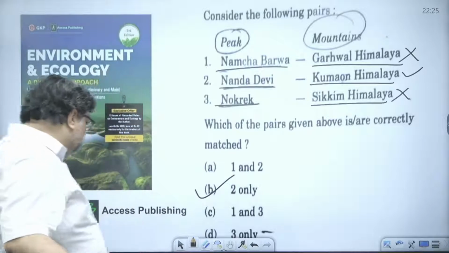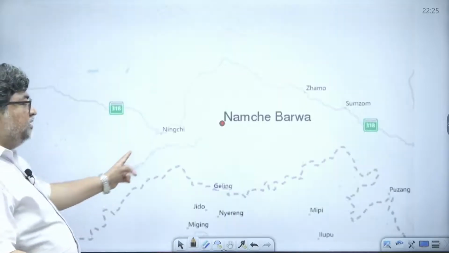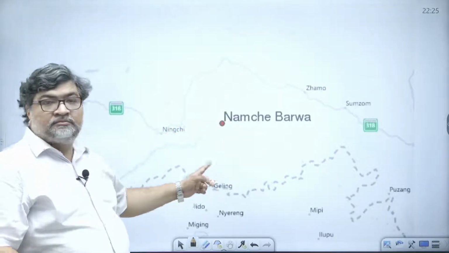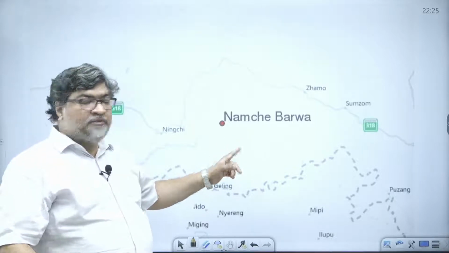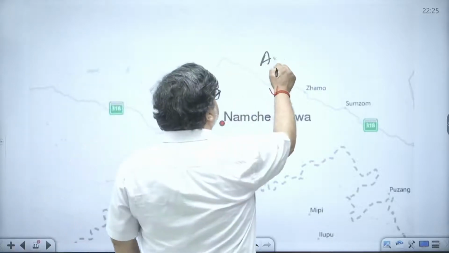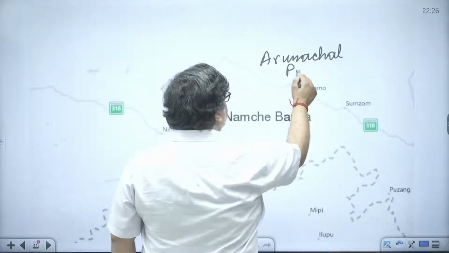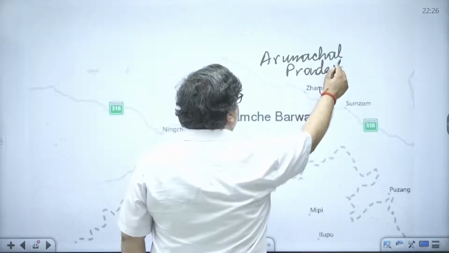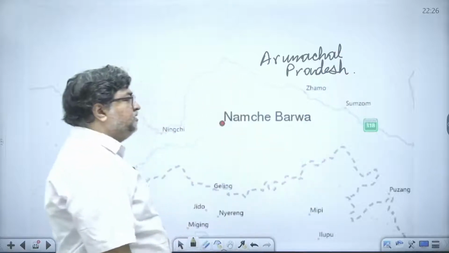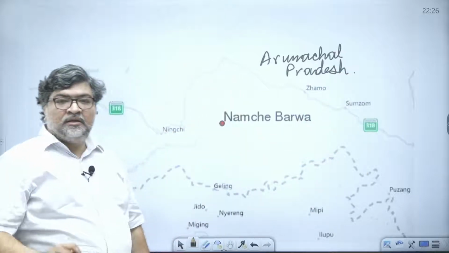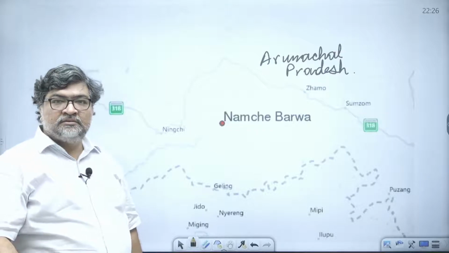So let us look at the map here. This is Namcha Barwa, part of Arunachal Pradesh. Right, it is a part of Arunachal Pradesh there. This Namcha Barwa comes into this, right? This part comes into that, right?